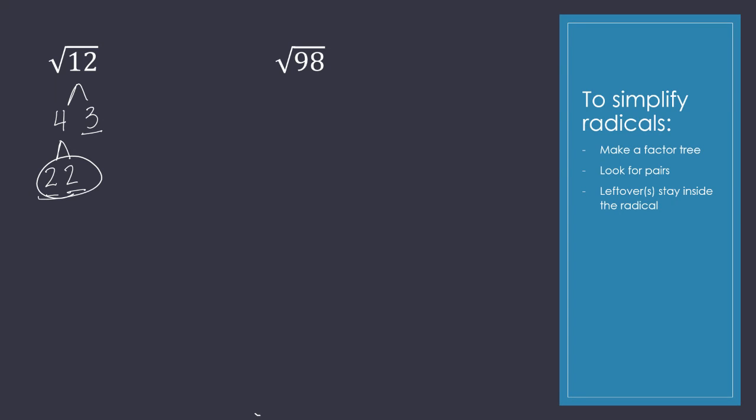What happens to that pair is that it comes outside the radical, and then any leftovers that don't have a pair, in this case the 3, stay inside. So the square root of 12 simplifies to be 2 times the square root of 3. Okay, so any pairs come outside as 1, any leftovers stay inside the radical.